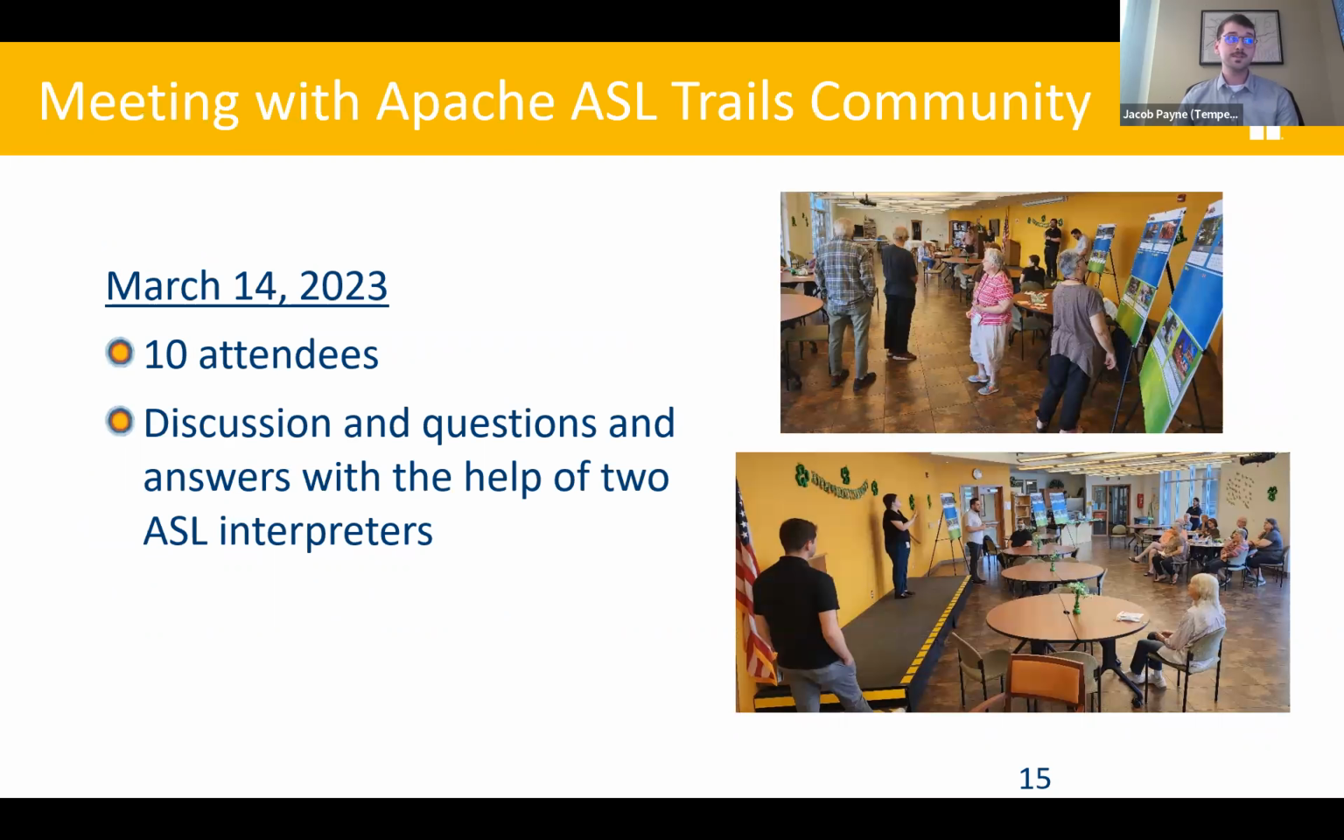Most recently, 2 weeks ago, we had a meeting with the Apache ASL Trails community. This is a residential community where the residents are deaf or hard of hearing. So with the help of some American Sign Language interpreters, we conducted a dotocracy, which is essentially a method of public meetings where people vote using stickers to show priorities and to spark discussion about things that they want to see in the general plan and what their vision for Tempe's future would be.